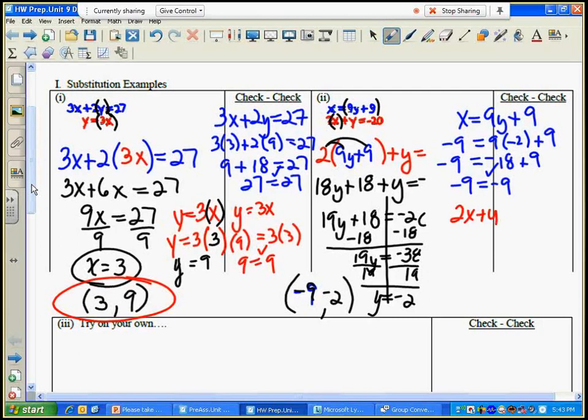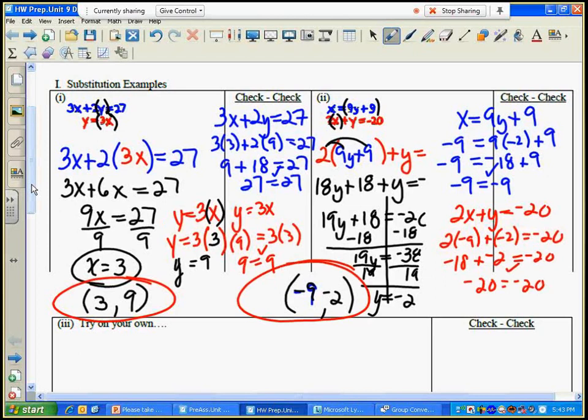2x plus y equals negative 20. Let's replace the x with negative 9 and the y with negative 2. And we end up with negative 18 plus a negative 2 equals negative 20. Both the 18 and the 2 are pulling in that negative direction. They're going to be equal to negative 20. That one checks out. That lets us know that negative 9, negative 2 is the correct solution to that system.